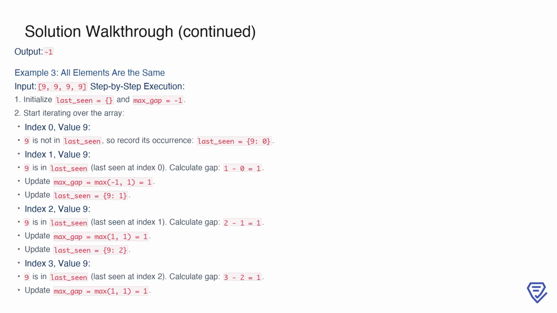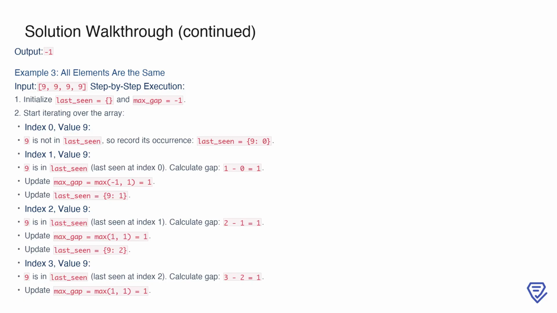Now let's examine the third example, where all elements in the input array 9, 9, 9, 9 are identical. We again initialize last_seen as an empty dictionary and max_gap as -1. As we start iterating, the first value 9 is recorded at index 0 in last_seen because it's new. At index 1, we encounter 9 again. Since it was last seen at index 0, we calculate the gap as 1 - 0 equals 1. This updates max_gap to 1, as it is larger than the initial value of -1. We also update last_seen to reflect the new index of 9.